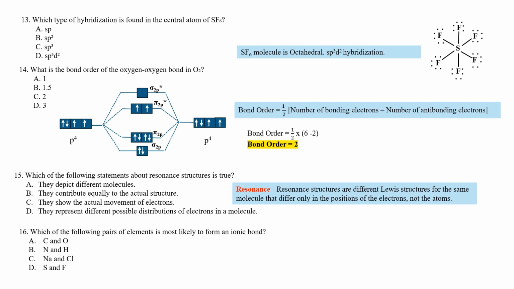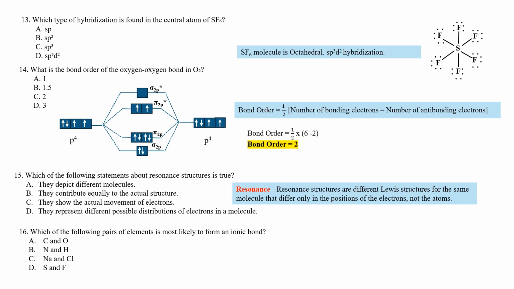Among the given answers, let's see which combination is a metal-nonmetal combination. First one, carbon and oxygen. Both are nonmetals, so between carbon and oxygen, it is a covalent bond. Nitrogen and hydrogen, again both are nonmetals, so it should be covalent. Next one, sodium and chlorine.